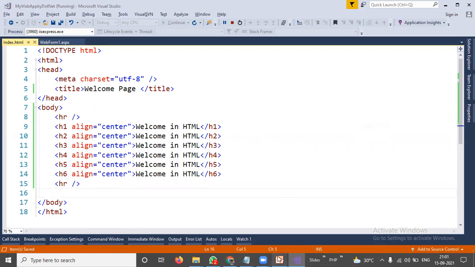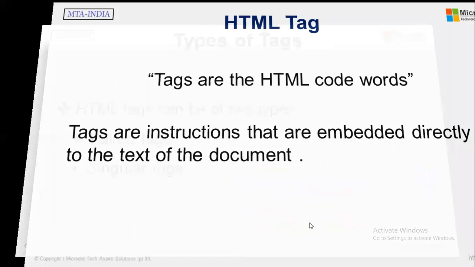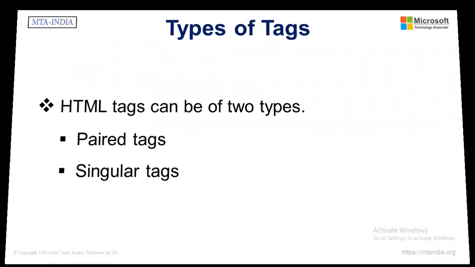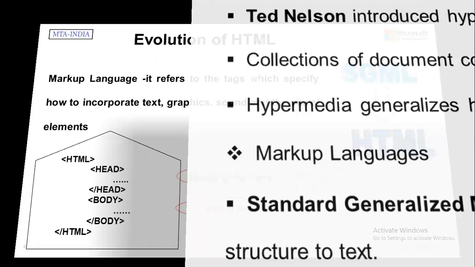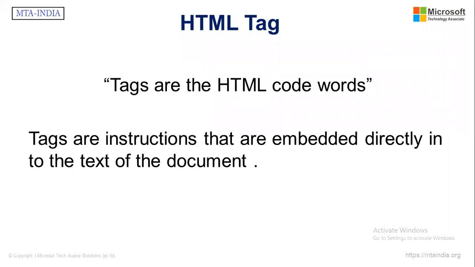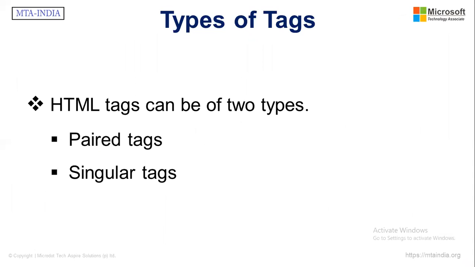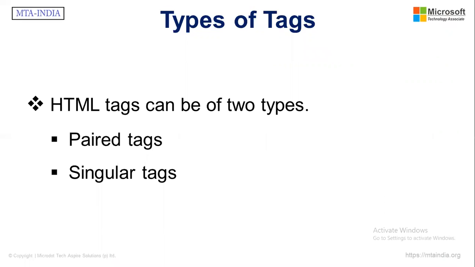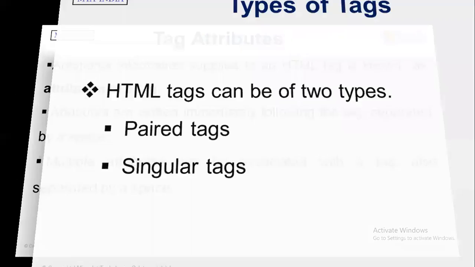Next tag is like a section, we can say. Basically we need to understand what HTML tags are. Tags are the HTML code words. Tags are instructions that are embedded directly into the text of a document. There are two types of tags, pair tag and singular tag. When there is an opening and closing tag, it is called a pair tag, and when there is only an opening tag, that is called your singular tag.